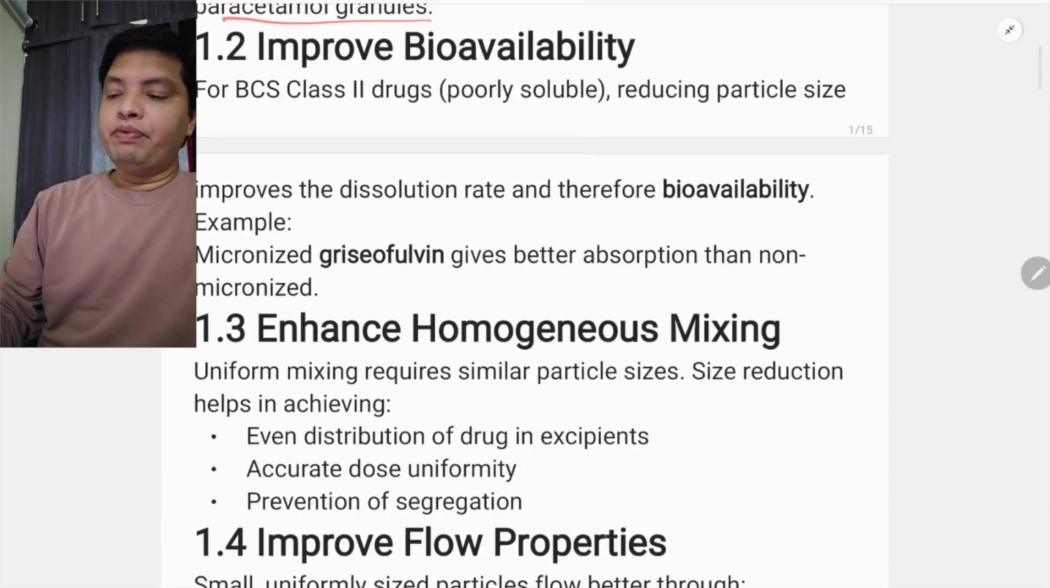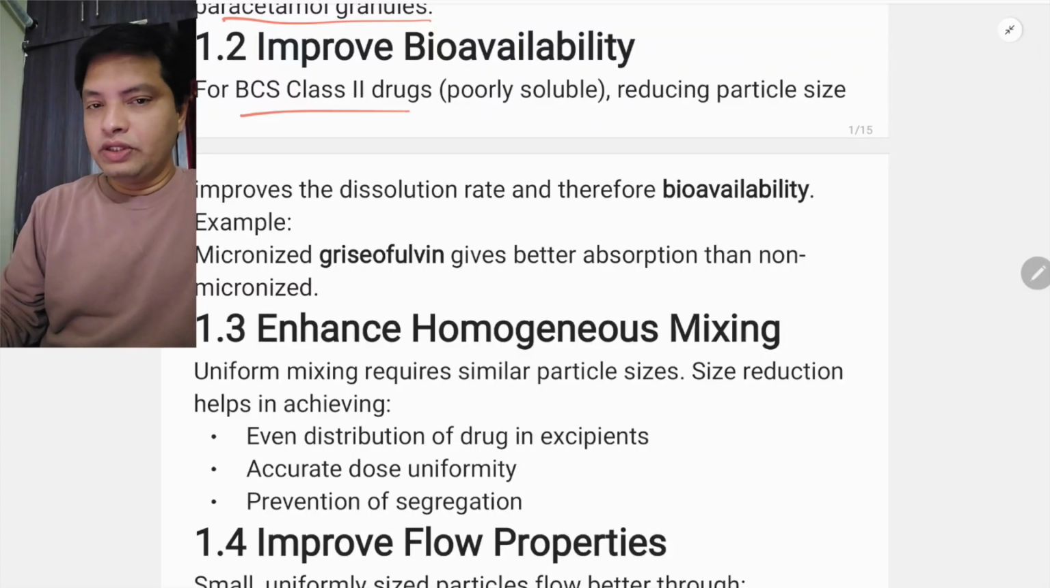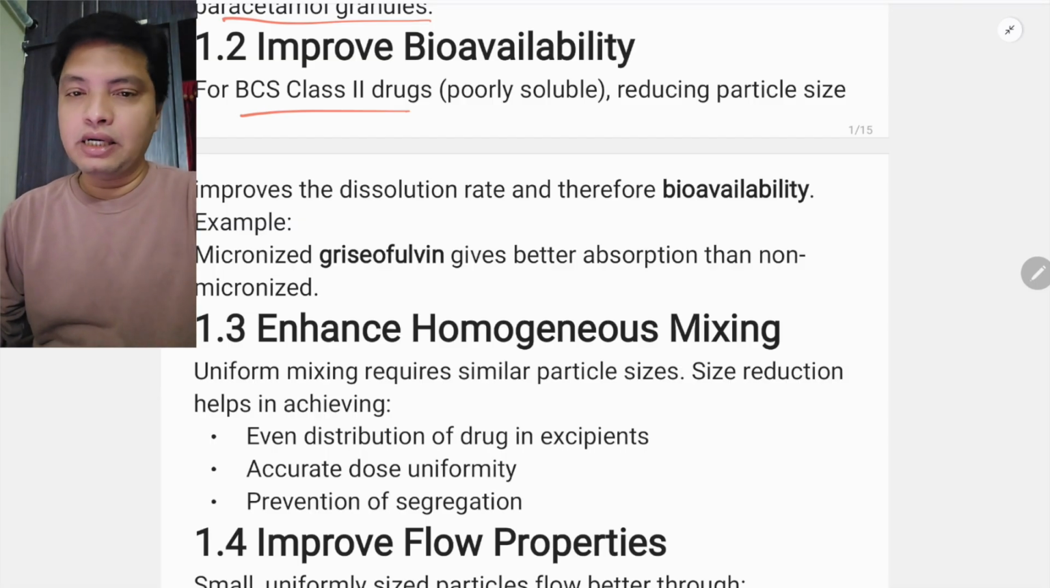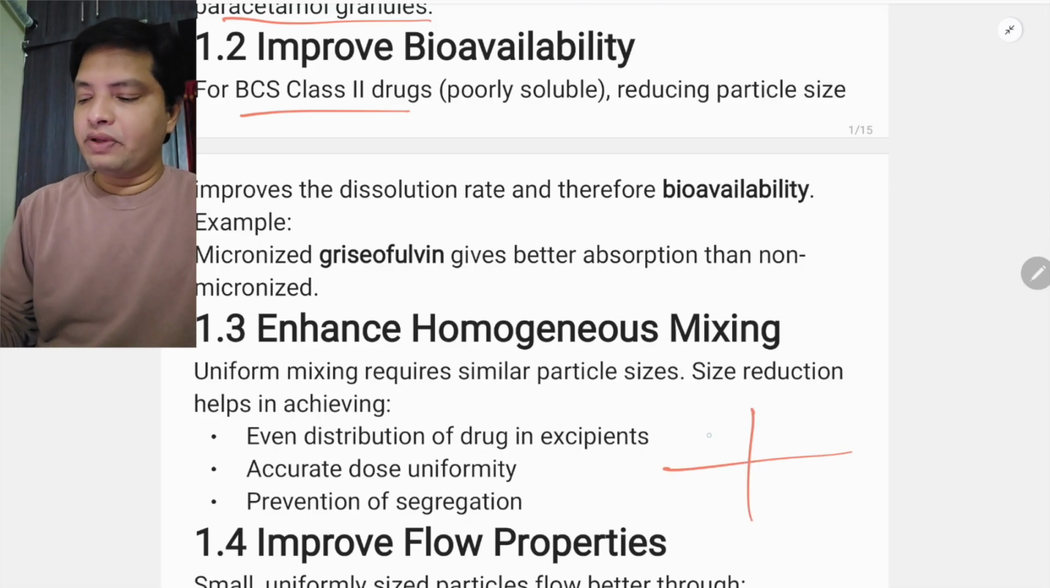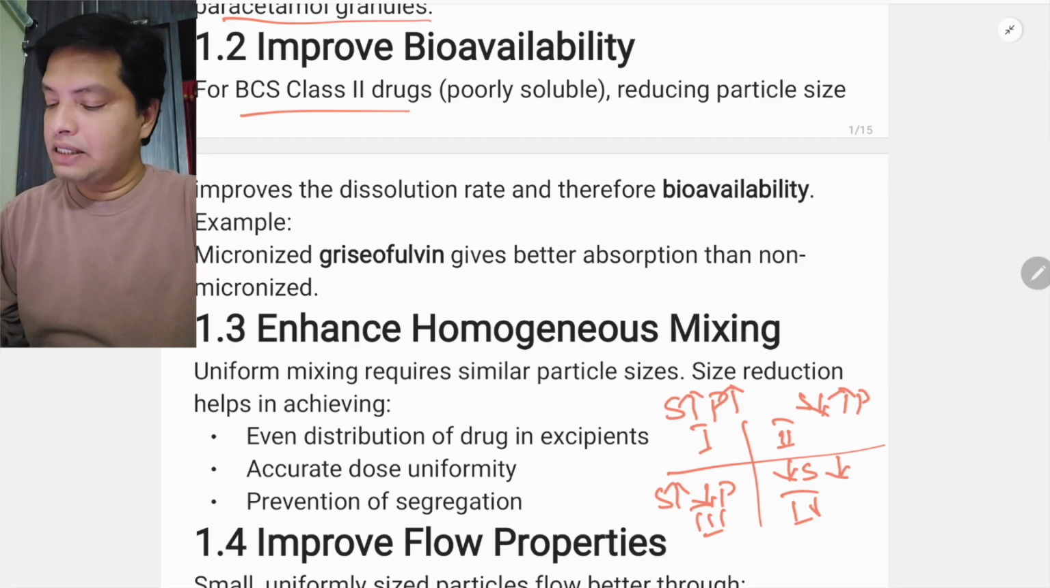Next, improve bioavailability. If the drug belongs to class 2, you need to understand what the BCS classification is. We classify drugs depending upon their permeability and solubility into 4 classes. Class 1 drugs have more solubility and more permeability. Class 2 drugs have less solubility and more permeability. Class 3 drugs are the opposite, more solubility and less permeability. Class 4 drugs are less soluble and less permeable.